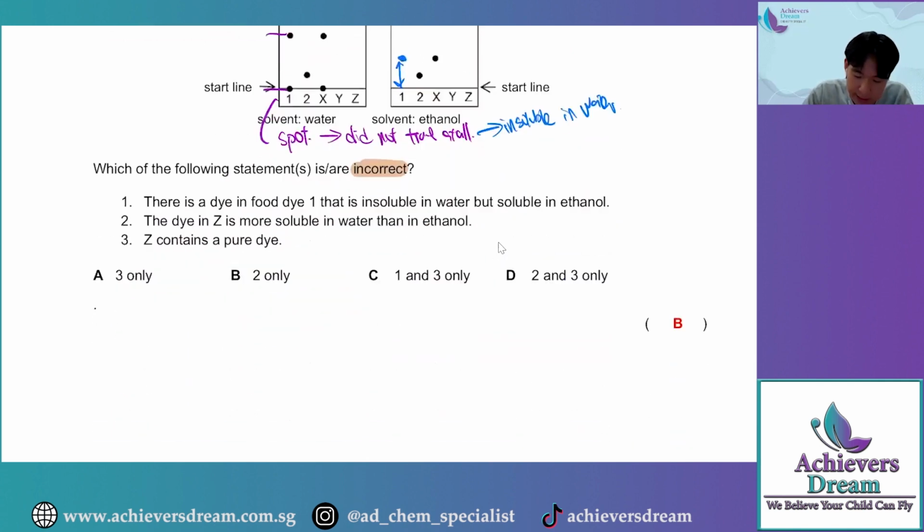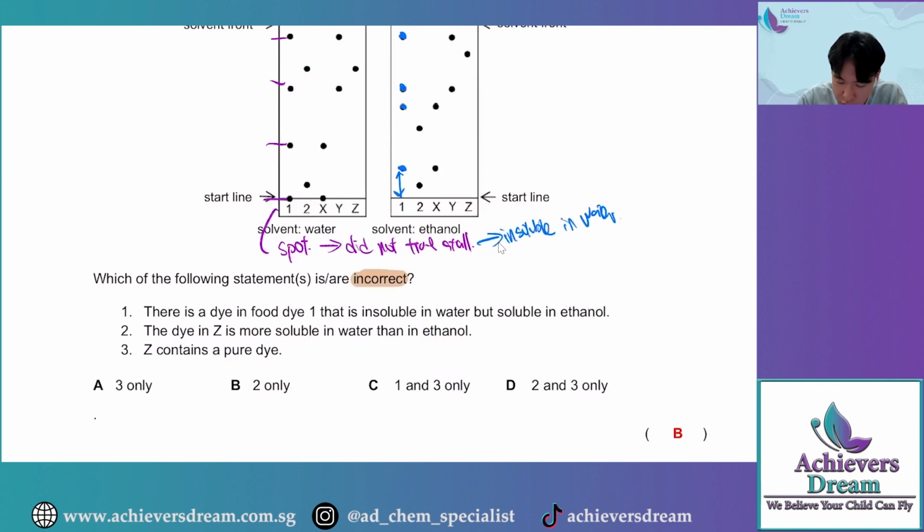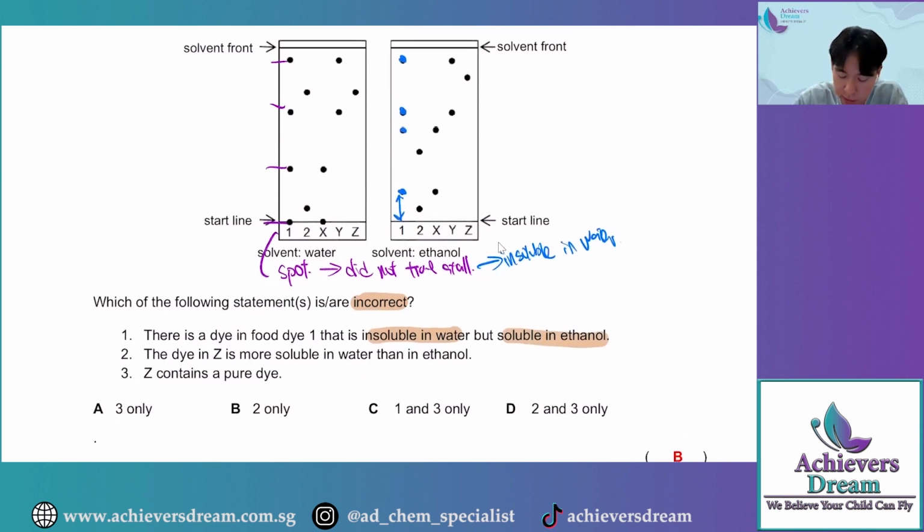Okay, so there is a dye in food dye 1 that is insoluble in water. Yes, it's insoluble in water, but soluble in ethanol. Yes, it's also soluble in ethanol, as we can see from the results of the RF value. Okay, so statement 1 is correct.